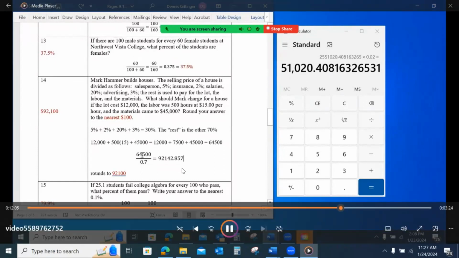Now it says round to the nearest $100. Well, the decimal point to the left is the ones, and then the 4 is the tens, and the 1 is the hundreds, and the 1 is not big enough to make it 200. That's why the answer is 92,100.